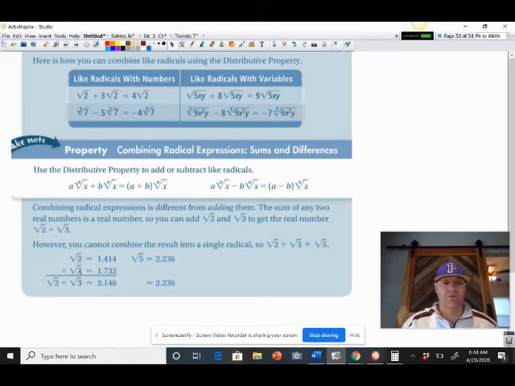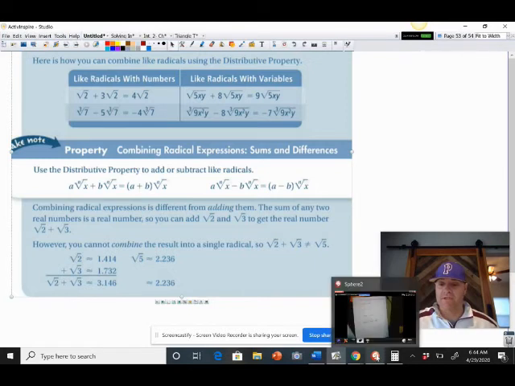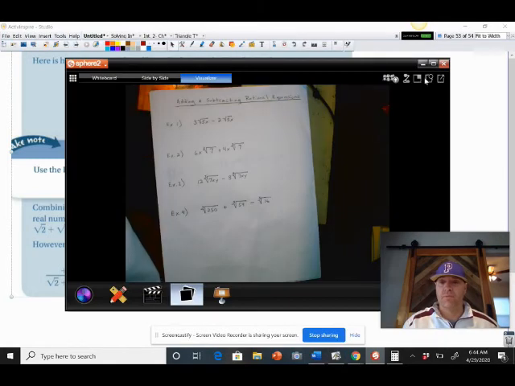Because the square root of 2 plus the square root of 3 does not equal the square root of 5, which is 2.23. These come out to be like 3.14. So that does not work. So they have to have the same number underneath the radicand, or the same number underneath the radical, and the same index, either the square root or the cube root, fifth root, whatever it is. Okay, so we're going to switch over, and I'm going to do some of these examples for you right here.